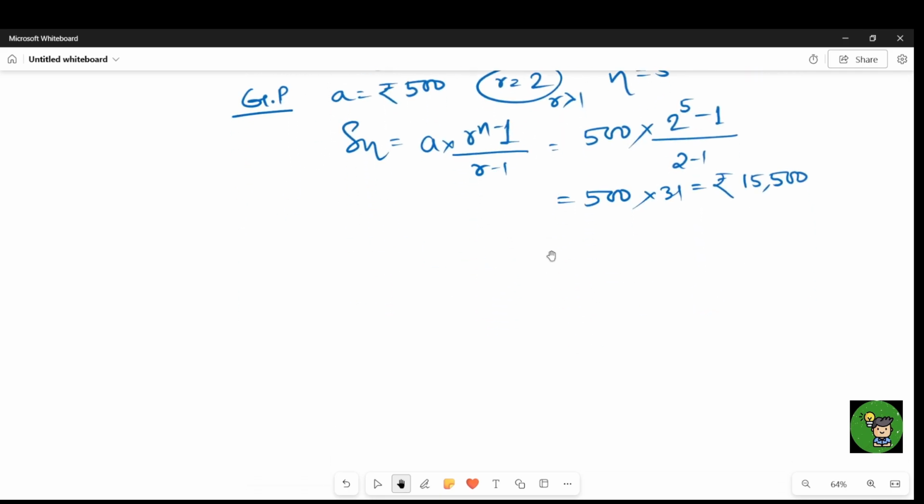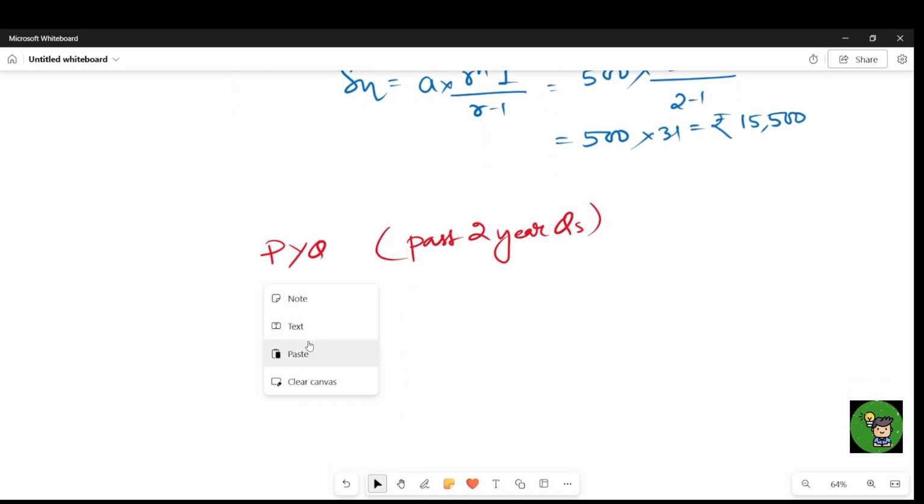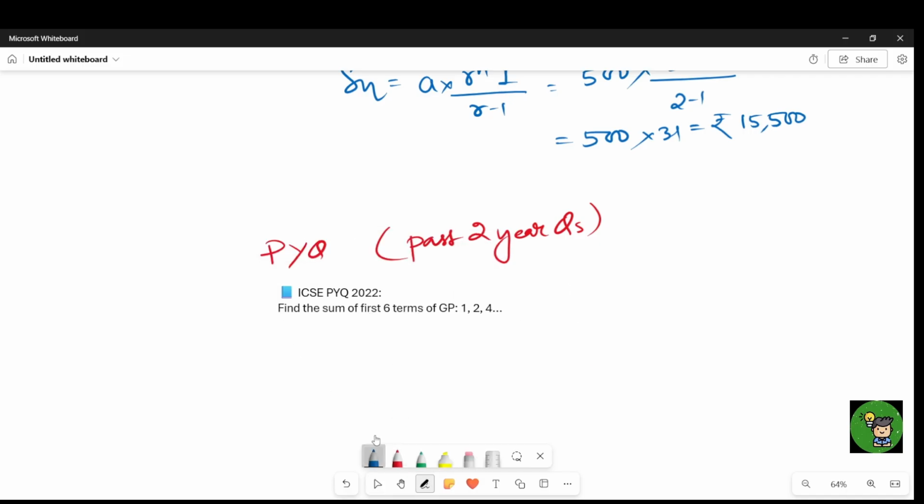Let's solve PYQ. PYQ, past 2-year question. So this question came in the year 2022. What is the question? Sum of first 6 terms. So let's do it. What is given? a is given as 1, r is given by 2 by 1, which is equal to 2, n is equal to 6. So sum, that means Sn.